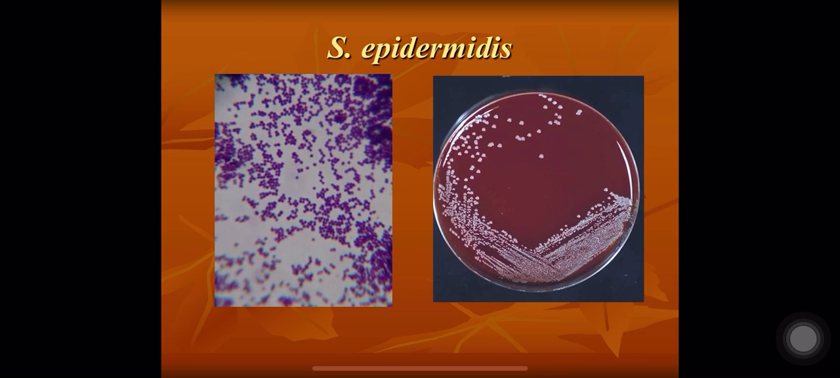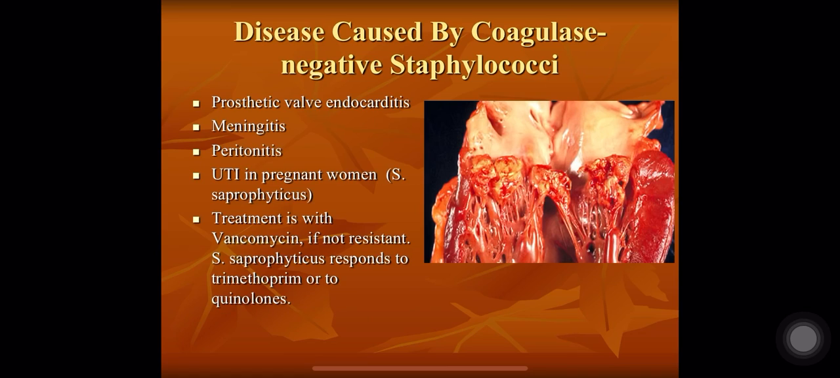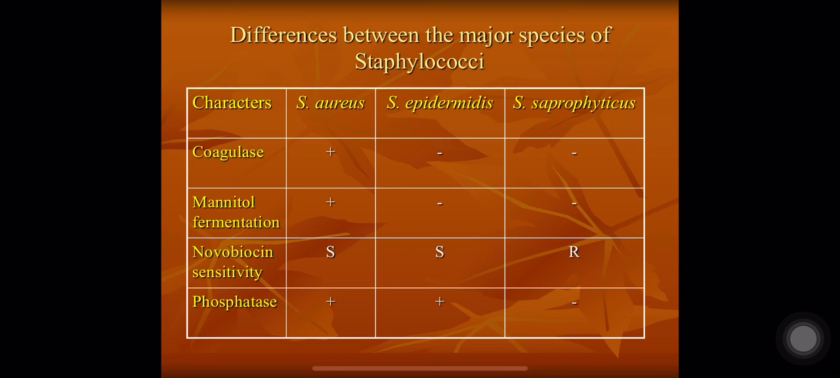Staph epidermidis colonies are white in color. It is also gram-positive cocci in clusters. Diseases caused by coagulase negative staphylococci include prosthetic valve endocarditis, meningitis, peritonitis, and UTI in pregnant women caused by Staph saprophyticus. Epidermidis can be treated with vancomycin if not resistant. Staph saprophyticus responds to trimethoprim or to quinolones.